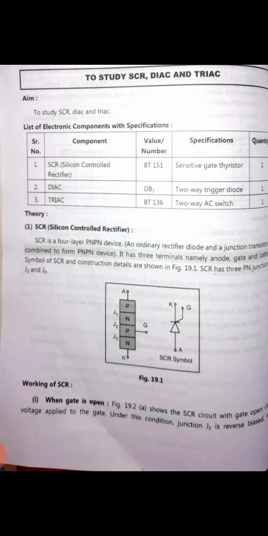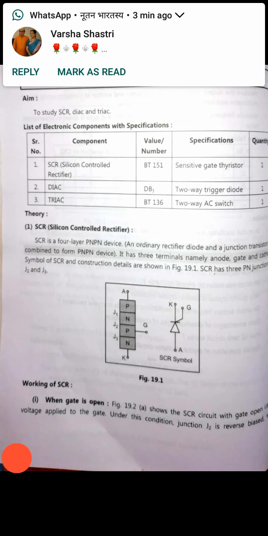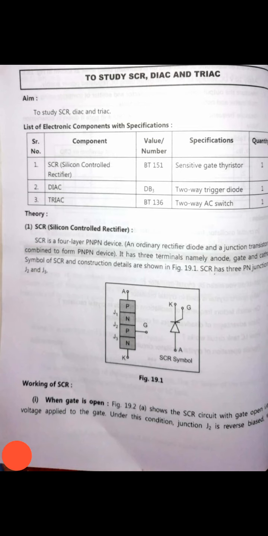The other component is TRIAC. The number of TRIAC is BT136. Specification of this component is two-way AC switch. Quantity required: 1.